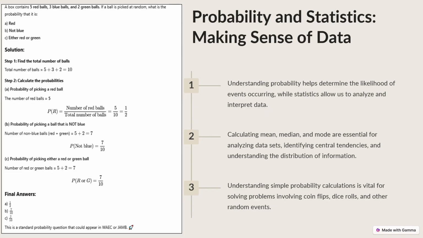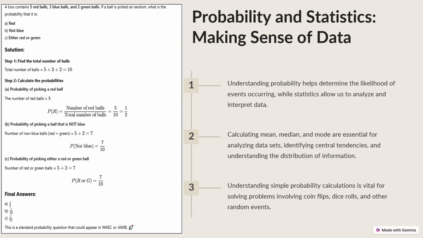The next broad topic is probability and statistics, making sense of data. Number one, understanding probability helps determine the likelihood of events occurring, while statistics also allow us to analyze and interpret data. Number two, calculating mean, median, and mode are essential for analyzing data sets, identifying central tendencies, and understanding the distribution of information.